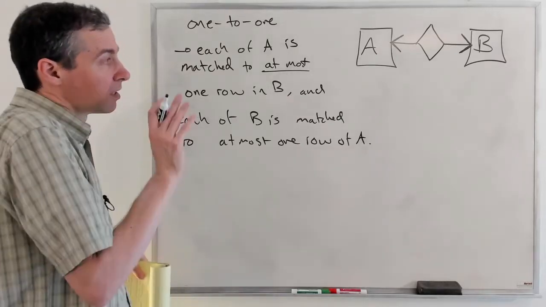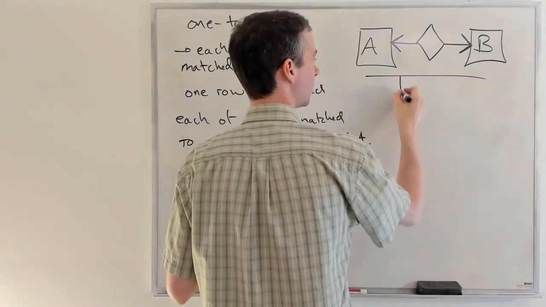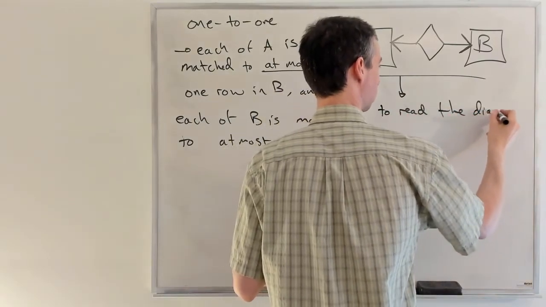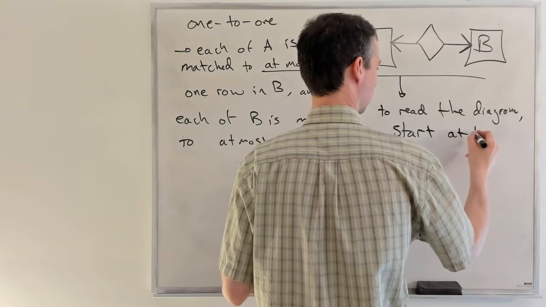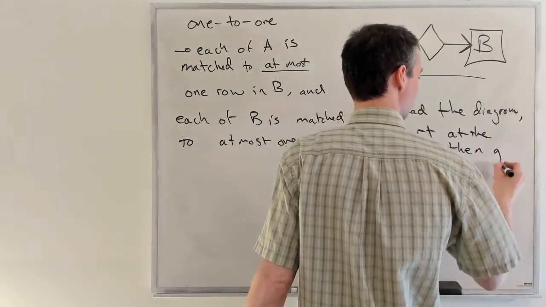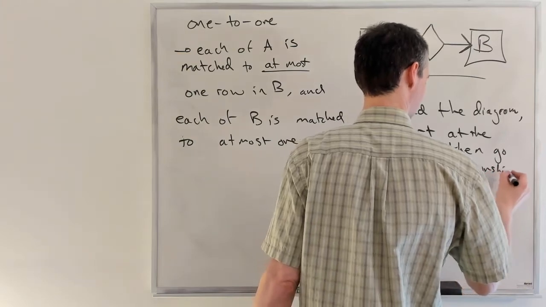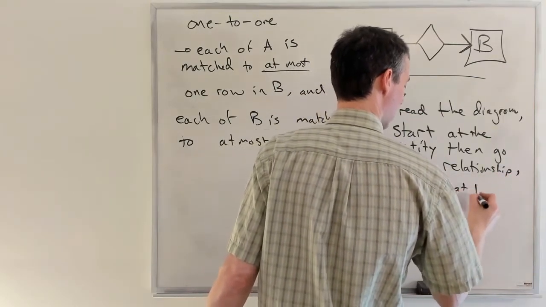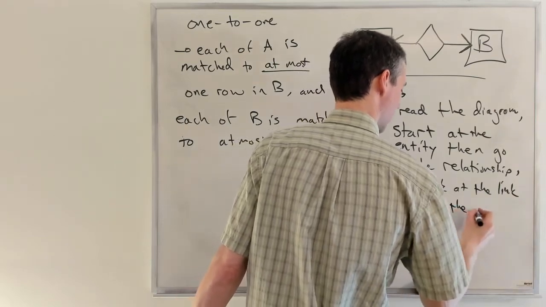All right, now it can be a little tricky when starting off reading these diagrams. Okay, so we're going to have to get in the habit of how do we actually read these. So to read the diagram, you should start at the entity. All right. Then go to the relationship. Then look at the link connecting to the other entity.